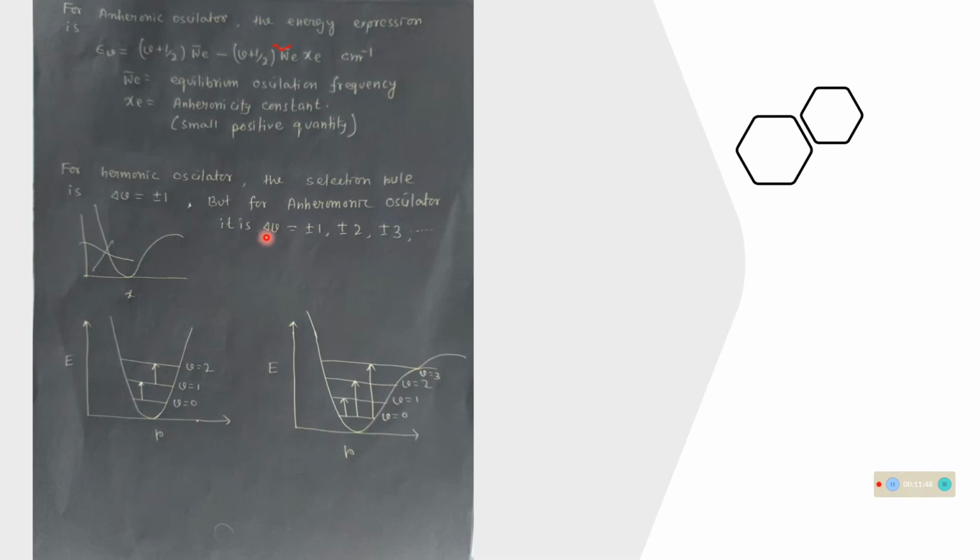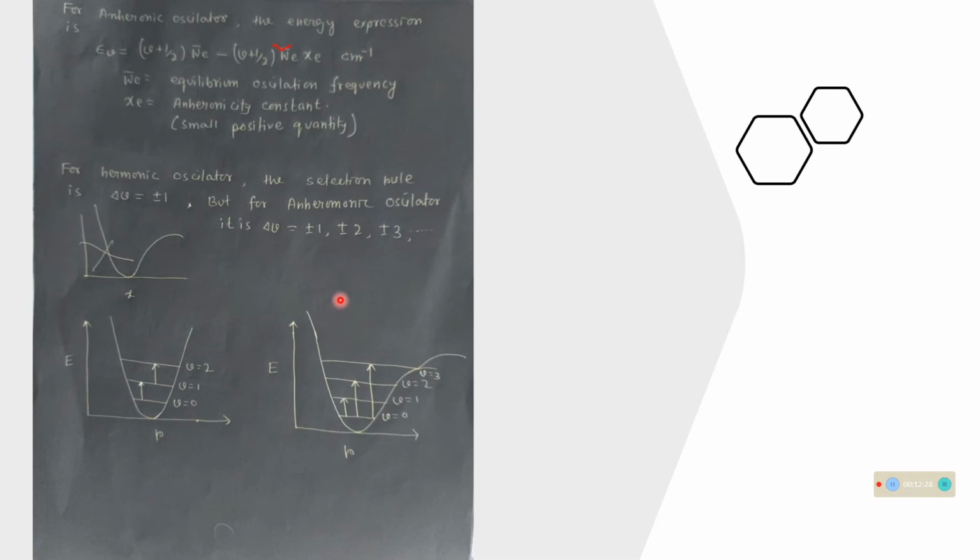But for the anharmonic oscillator, the selection rule is somewhat different. It's plus minus 1, plus minus 2, plus minus 3, and so on. But these three, plus minus 1, plus minus 2, and plus minus 3, are of considerable intensity. Other transitions are also possible, but they have weak intensity. So in the anharmonic oscillator, V equal to 0 to V equal to 1 is possible, V equal to 0 to V equal to 2 is also possible, and V equal to 0 to V equal to 3 is also possible.